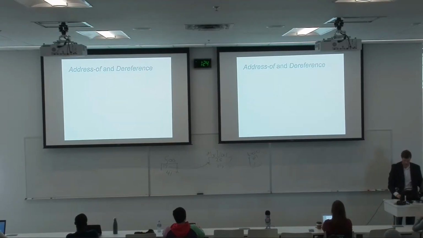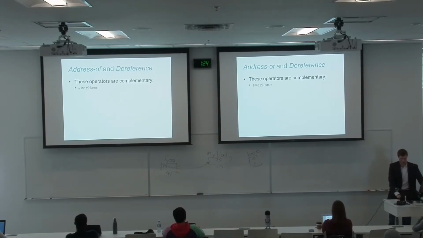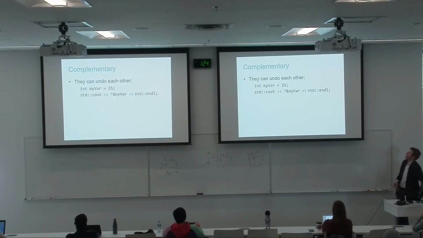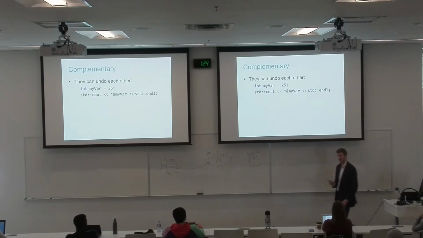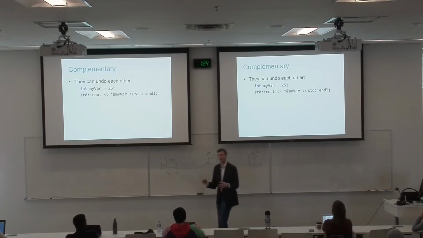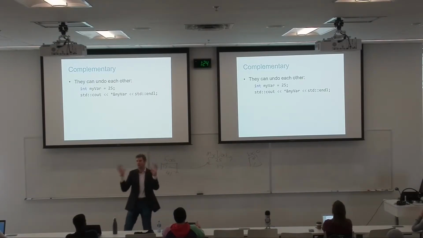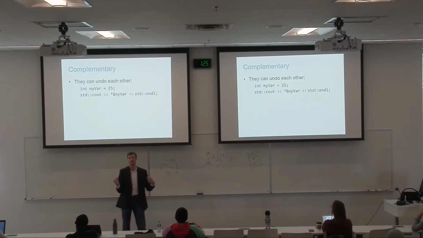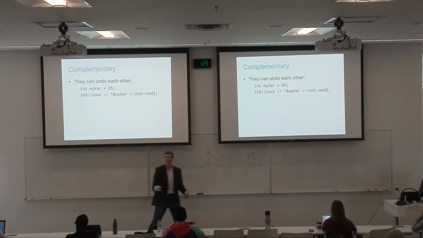So these operators are complementary. Long story short, I can do this. What would the result of this be? 25. Why? Well, my var holds on to 25, but the ampersand in front of that means, don't give me the 25, give me where it is. So now I've got the pointer, the memory address of where something is. But I've got a star in front of that, which means, don't tell me the memory address, actually go to what's inside that memory address. So it immediately just undid itself.